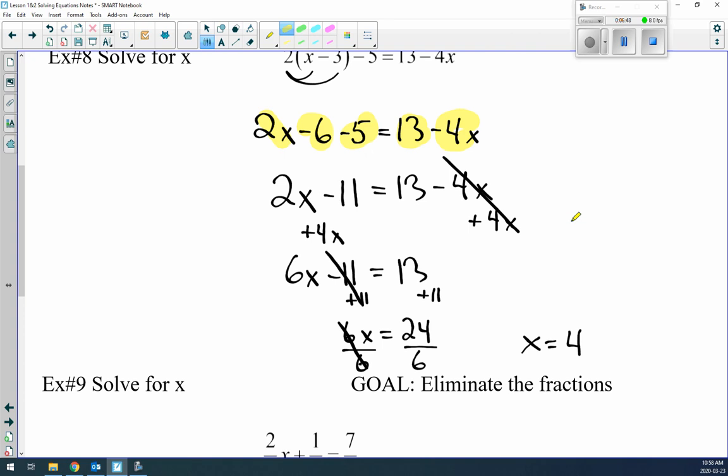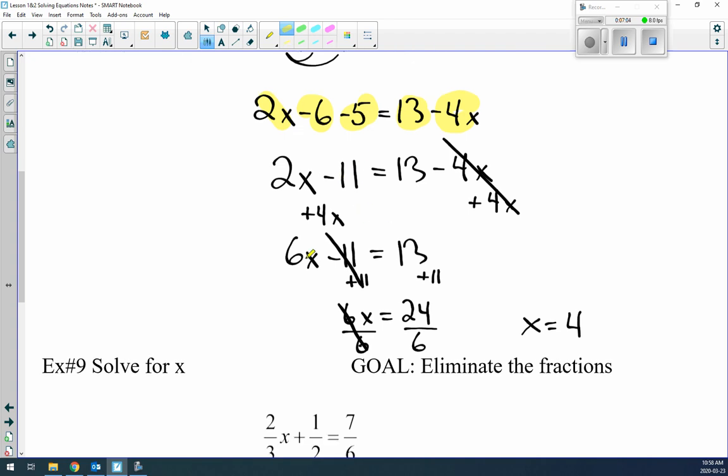Now we're going to collect like terms. So let's take this negative 4x. Let's add 4x to both sides because that'll cancel out over here. So 2x and 4x, yeah. What did we do with the negative 6 minus 5? Well, we just combine them together. We end up with negative 11. So we end up with 6x minus 11 equals 13.